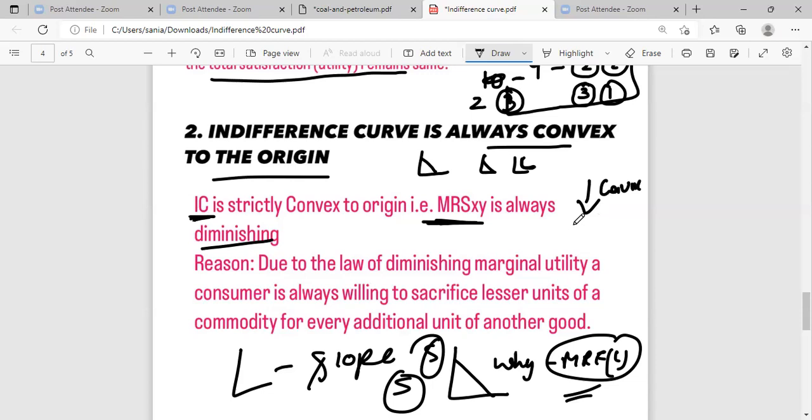But when your slope increases, it becomes concave. And when your slope is constant, it will be a straight line. Now the reason why your slope is diminishing is due to the law of diminishing marginal utility. A consumer is always willing to sacrifice a lesser unit of a commodity for the additional unit of another good. So that's why your indifference curve is convex to the origin. Clear?